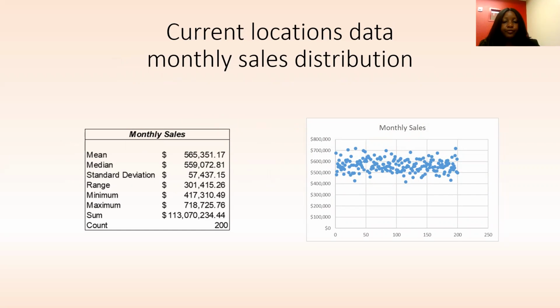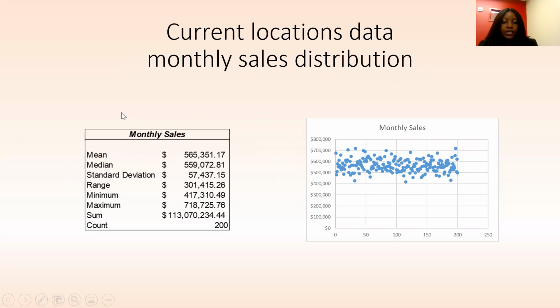We have 200 locations that we've compiled data from, and the data includes the monthly sales for these 200 locations, as well as other factors that may affect sales. And the monthly sales are the dependent variable because they change with different variables. They have an effect of changing them.